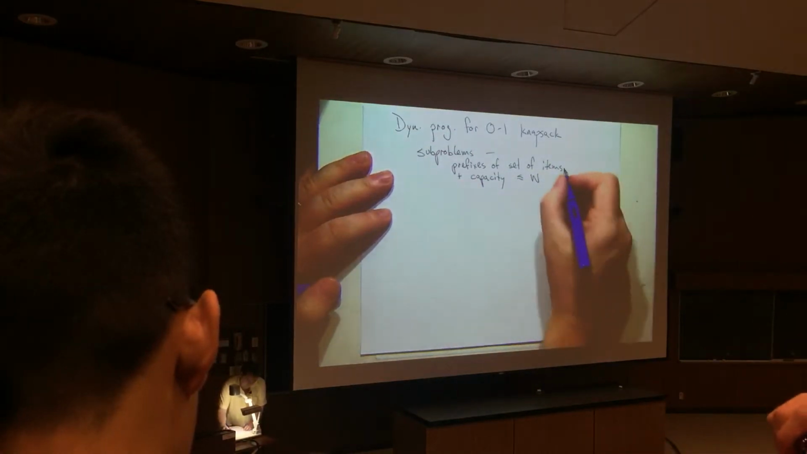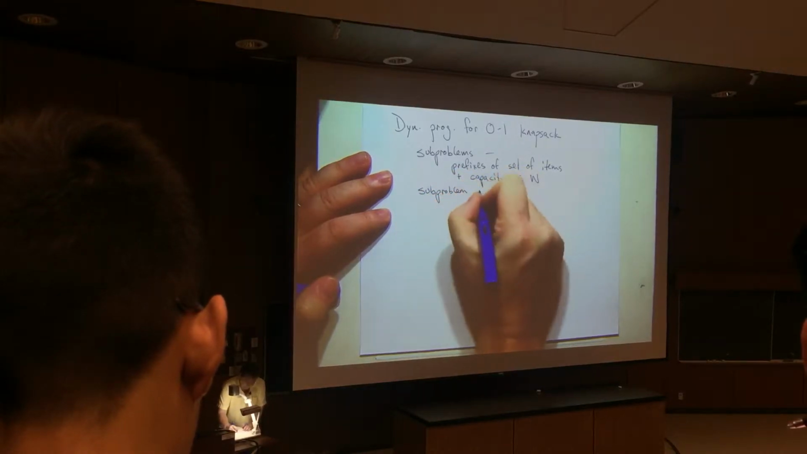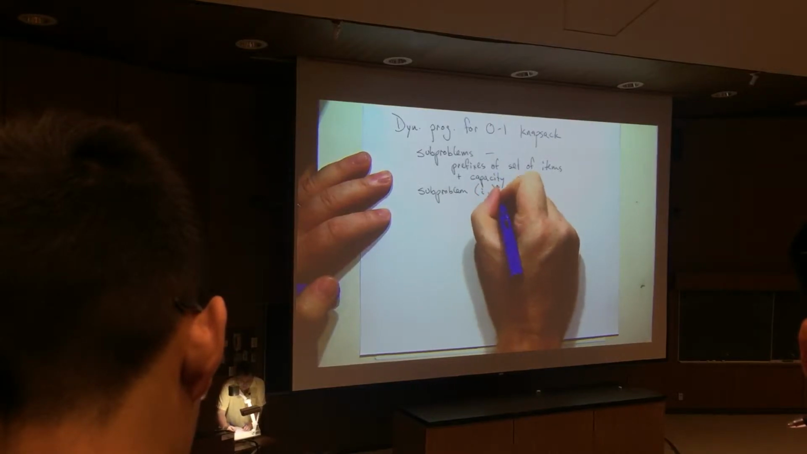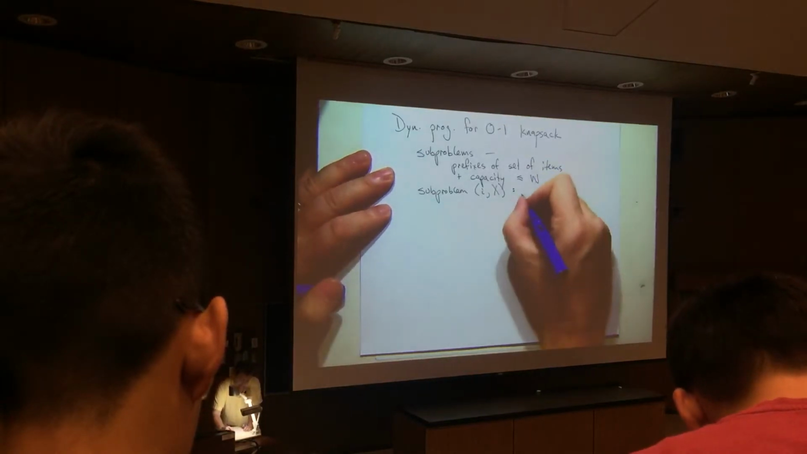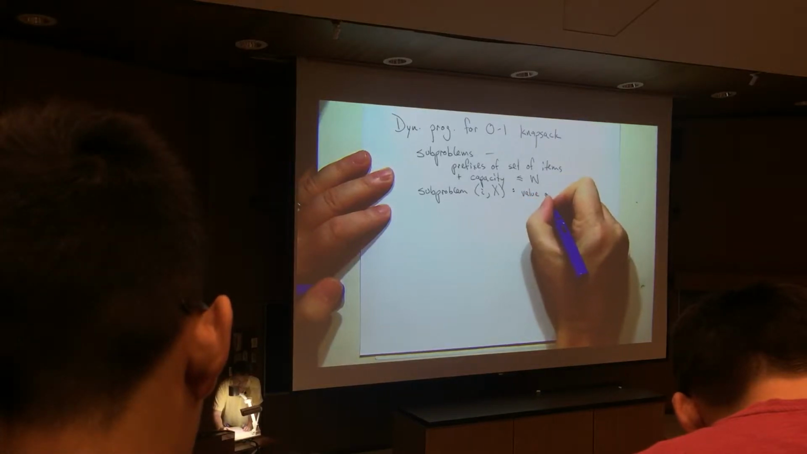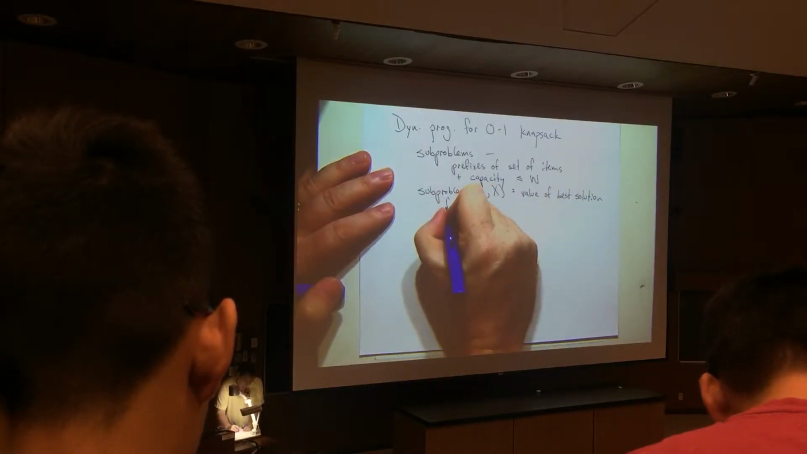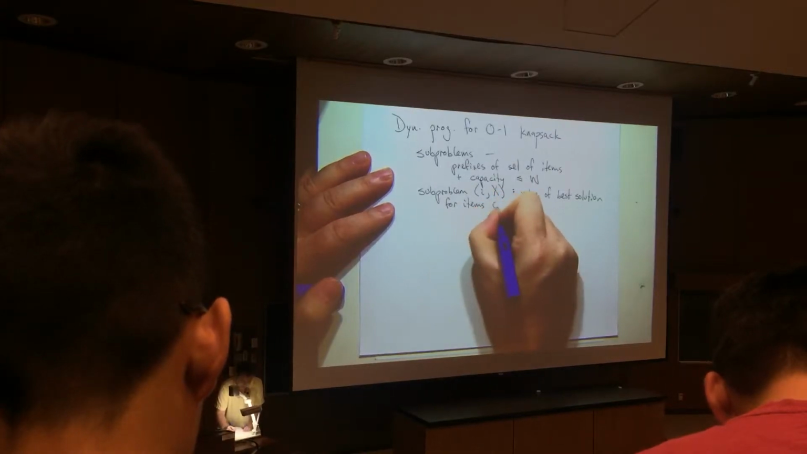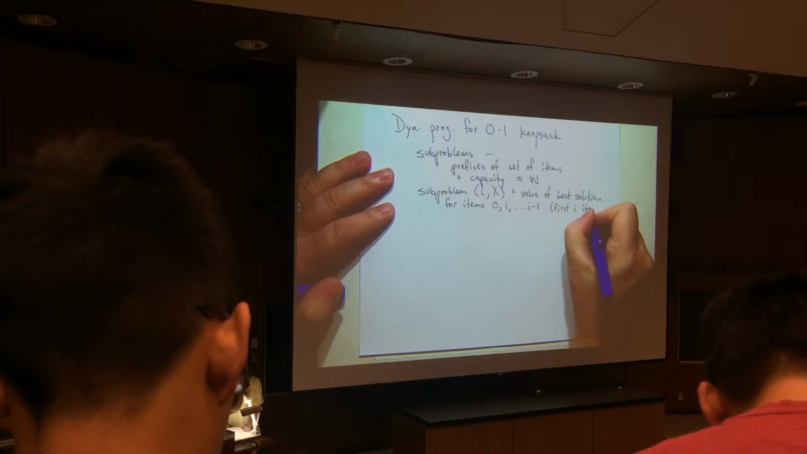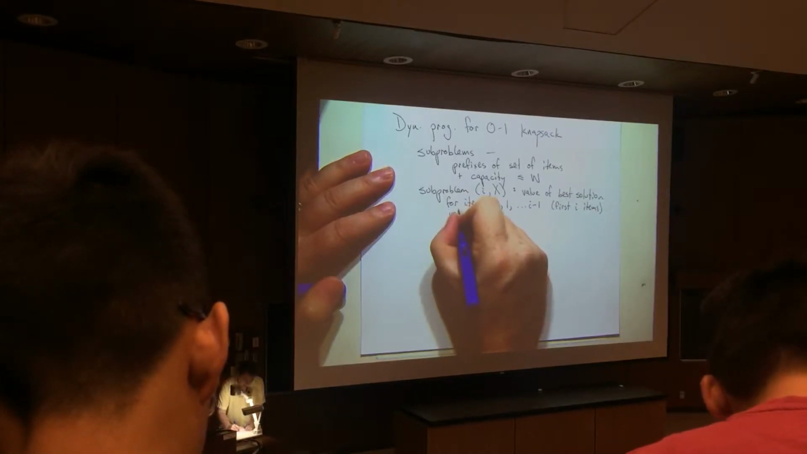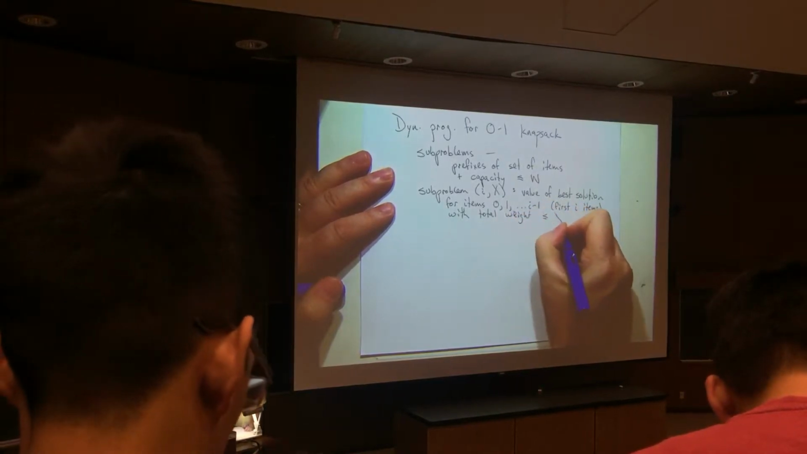And this is why the capacity needs to be an integer. So subproblem I, let's call it capital X, is that we want to find the value of the best solution for items 0, 1, up to I minus 1, the first I items, with total weight less than or equal to capital X.